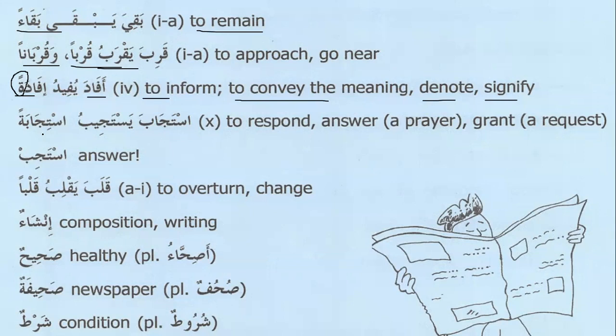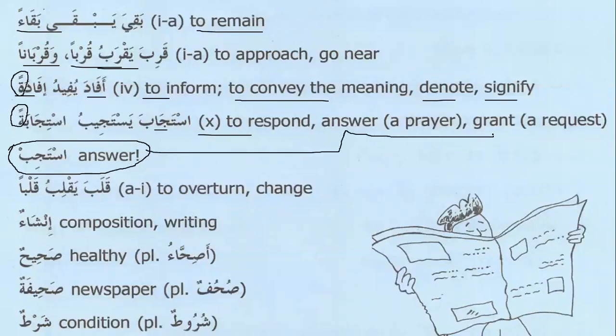Istajaba yastajibu istijabatan. Again, you can see here it has ta marbuta, even though this is not verb form number 4, this is verb form number 10. But the rule is the same. Whenever it is ajwaf, then it changes; the regular would be istaghfara yastaghfiru istighfaran. But when it is istajaba yastajibu, when it is ajwaf, then it will be istijabatan. To respond, answer a prayer, grant a request. And that's why we say Ameen, Allahumma stajib. Oh Allah, answer the prayer or grant the request that we have requested.